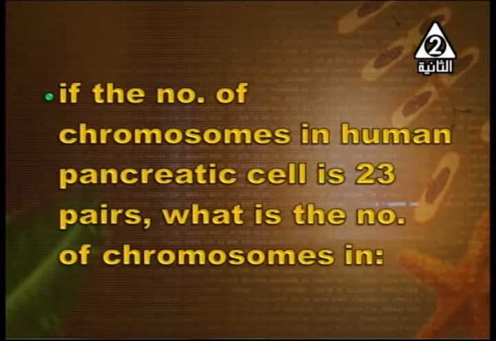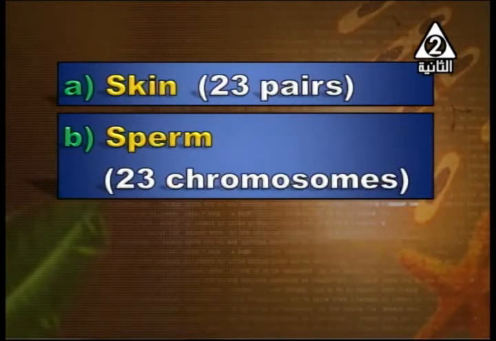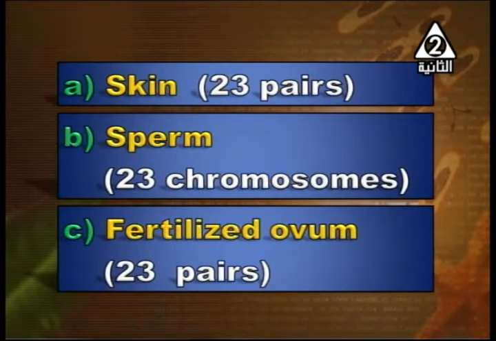Another problem: if the number of chromosomes in a human pancreatic cell is 23 pairs, what is the number of chromosomes in? Number one, skin. Skin has the complete number of chromosomes, which is 23 pairs. The sperm has half the number of chromosomes, which is 23 chromosomes, as it is a gamete. Number C, the fertilized ovum contains 23 pairs of chromosomes, as it is a somatic cell, which contains the complete number of chromosomes.